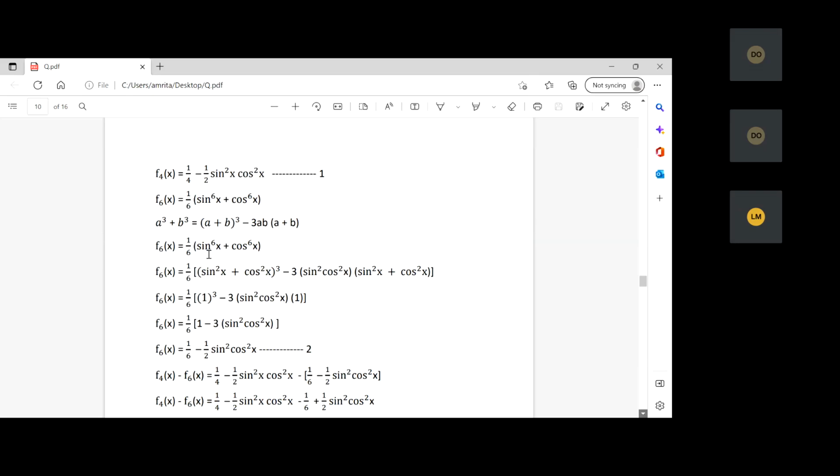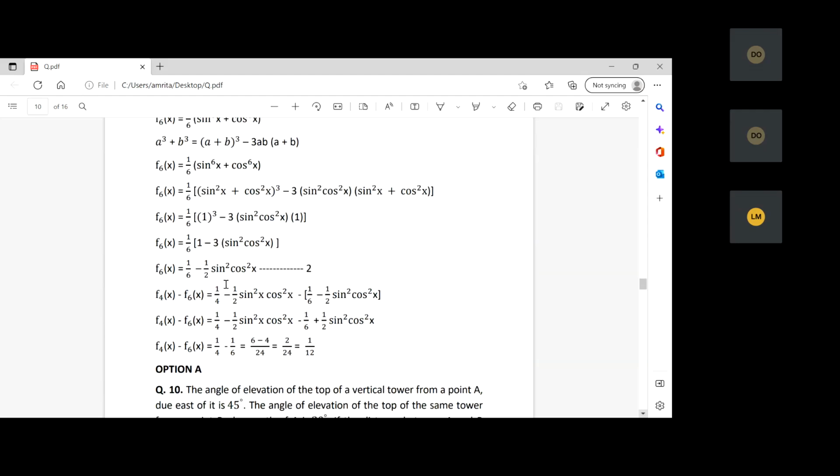So here I could write this as sine square x plus cos square x whole cube minus 3 into sine square x cos square x into sine square x plus cos square x. This term will be 1, this term will be 1. So this will be 1 cube minus 3 into sine square x cos square x into 1. Simplifying in a similar way to f4 of x, I got 1 by 6 minus 1 by 2 into sine square x into cos square x.